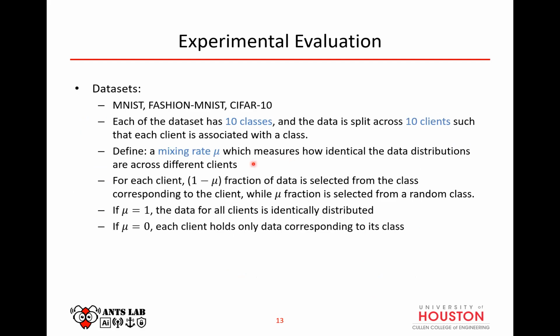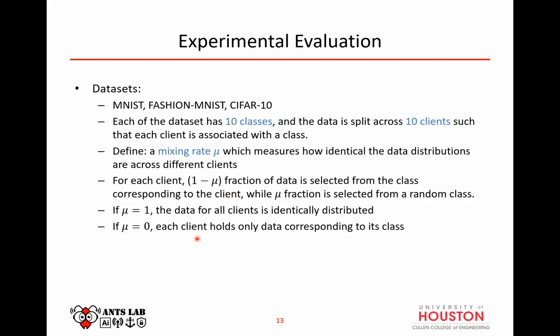Mu is the mixing rate that was used to determine how identical the data distributions are across the different clients. In their experiments, they choose mu in such a way that 1 minus mu fraction of the data is selected from the class of that client, and mu fraction of the data is selected from any random class. If you make mu equal to 1, it means that the data for all the clients are almost identically distributed. So it is more of the IID case.